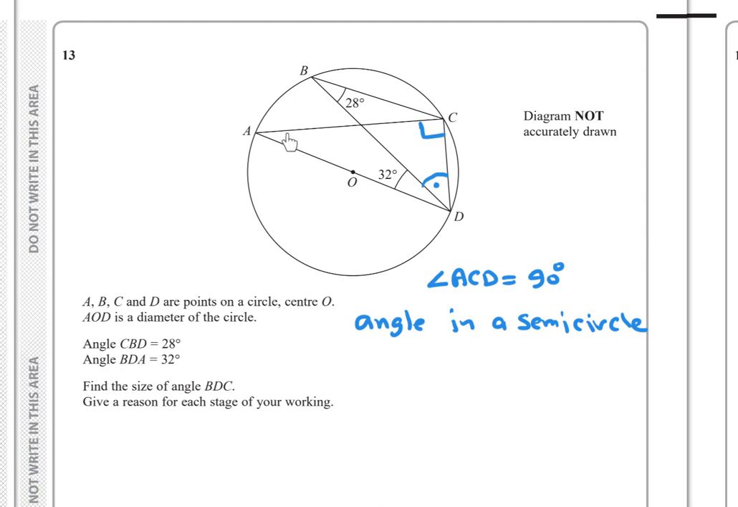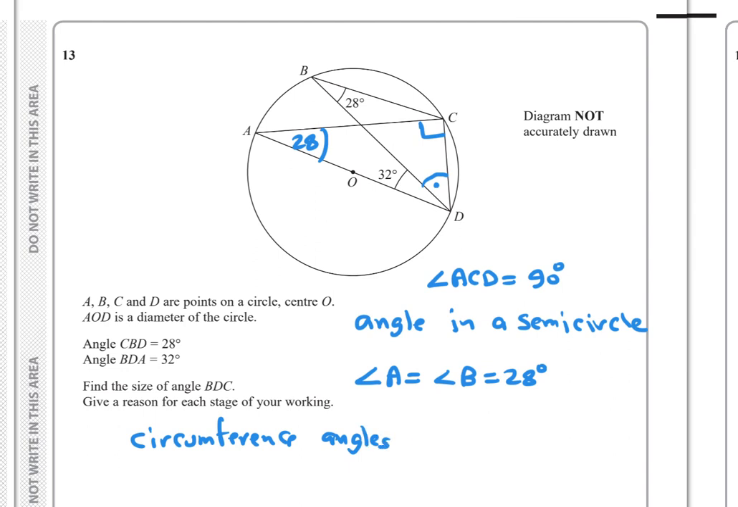Next, angle A equals angle B equals 28 because circumference angles opposite the same arc. So angle A equals angle B equals 28. So this angle is 28. The reason: because circumference angles opposite the same arc, or same segment.